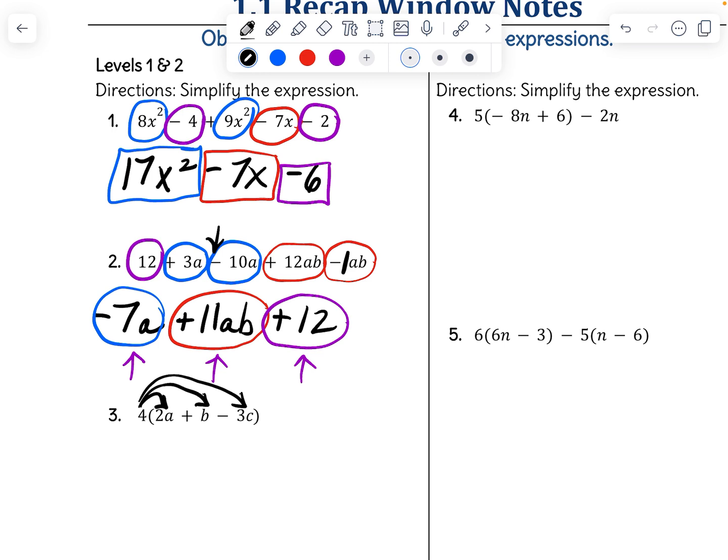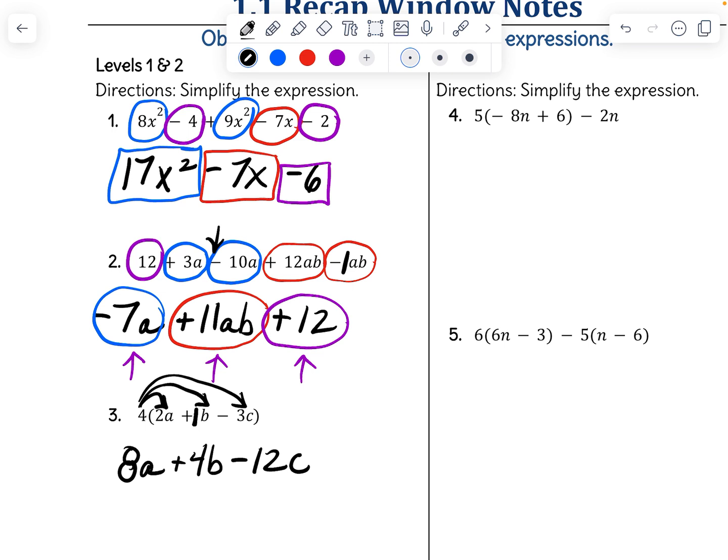So I'm going to multiply 4 times 2a. So 4 times 2 is 8. I get 8a. I'm going to multiply 4 times b. Remember, there is a 1 there. So positive 4 times positive 1 stays positive. There's my variable, 4b. Then I'm going to multiply 4 times negative 3. So I'm multiplying a positive times a negative. So I know I'm going to end up with a negative 12c.